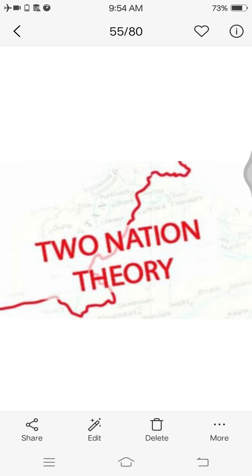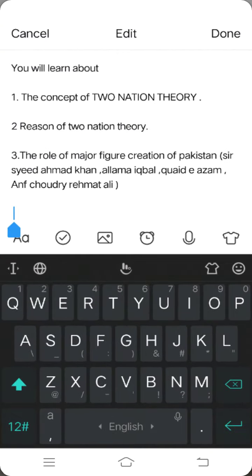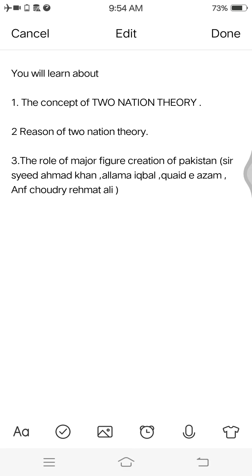Today, our topic is the two nation theory, where you will learn about the concept of the two nation theory and the reason for the two nation theory. Then, what were the major roles in the creation of the two nation theory according to Sir Sayyid Ahmad Khan, Allama Iqbal, Quaid-e-Azam Muhammad Ali Jinnah.